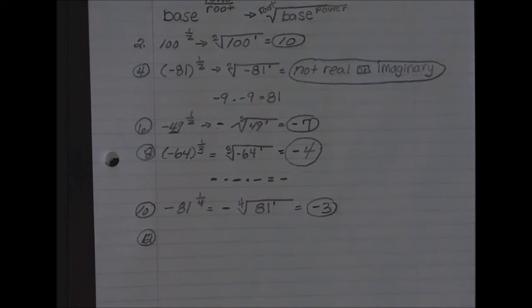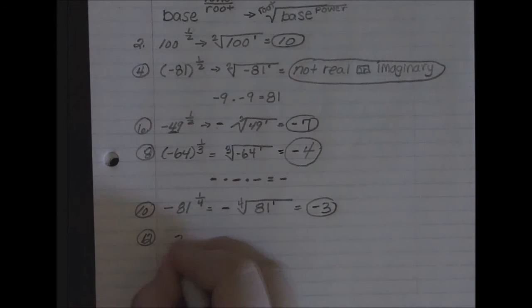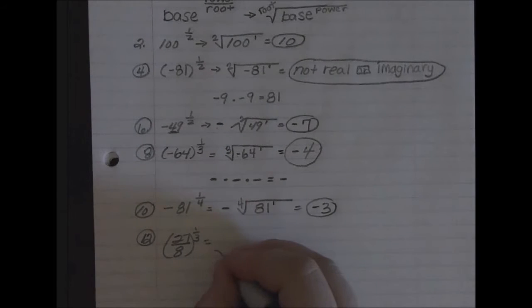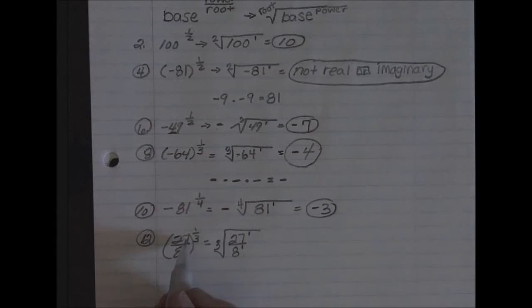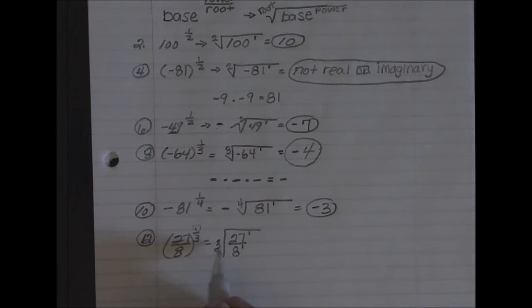Number 12, I have 27 over 8 to the 1/3 power. So remember, everything inside of that parentheses is going to be raised to the 1/3 power. So I'm going to go ahead and draw my radical, and I kind of want it to be what I call 2 stories because you're going to need 2 different spaces. The root is 3, and then I have a 27 to the 1st over an 8 to the 1st. Remember, the 27 and the 8 both get the power, and they're both being taken of the 3rd root.